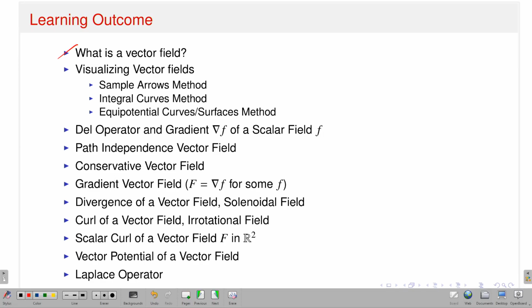If I have a vector field, then there is a notion of path independence. Then I will talk about conservative vector fields, and then the notion of a gradient vector field. Then I will talk about divergence and curl, and the vector potential of a vector field. At the end I will talk about the Laplace operator. This is a quick plan of the upcoming couple of lectures. Mainly I will focus on divergence, curl, and Laplace operators, and once I have a vector field, the corresponding notions of divergence.